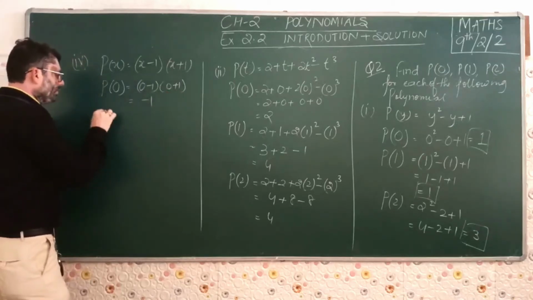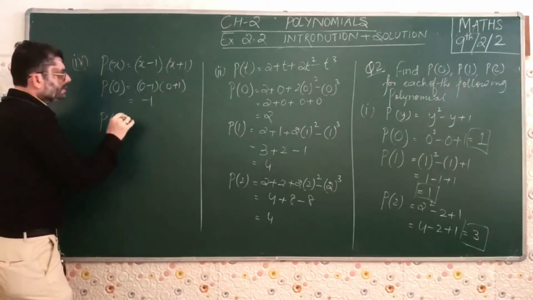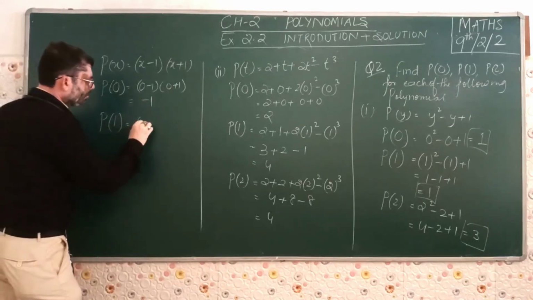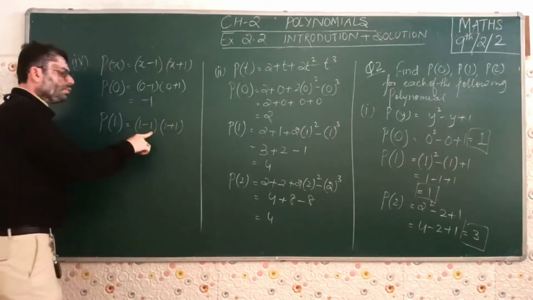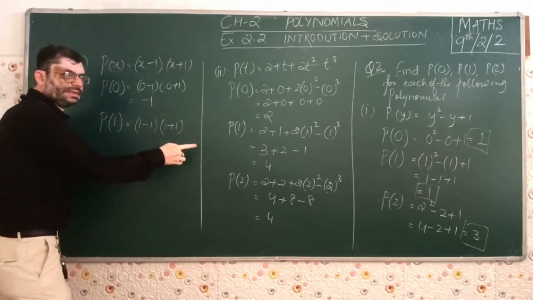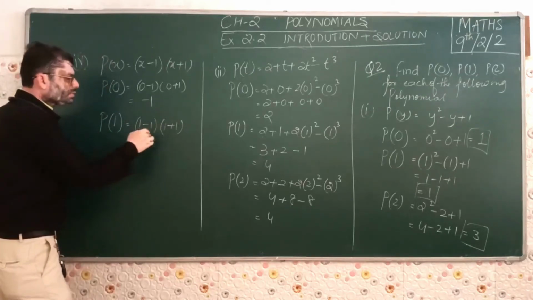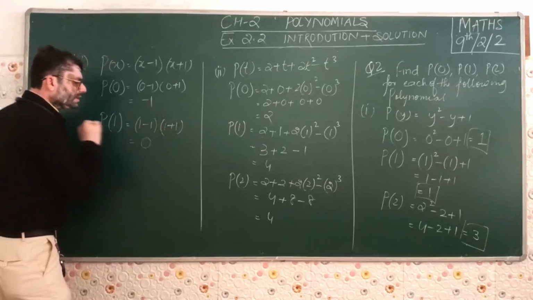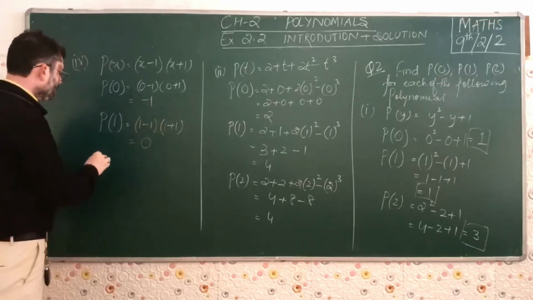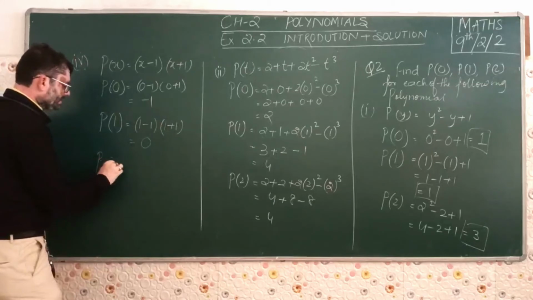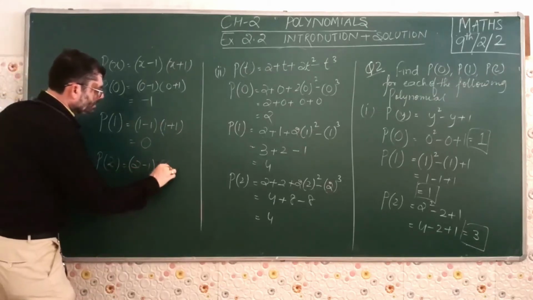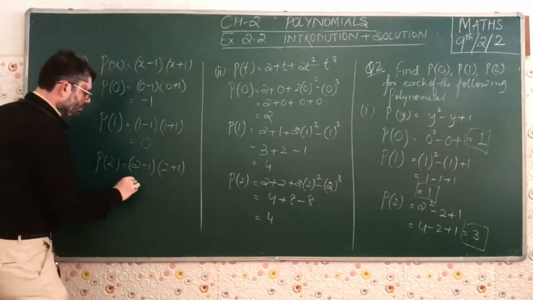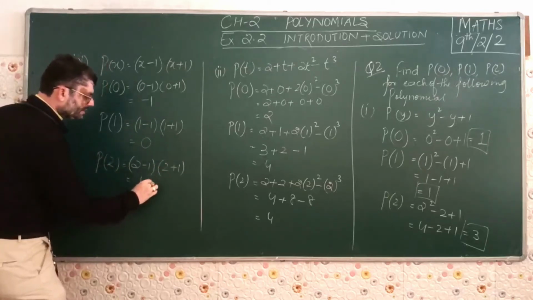Then let us move on to P of 1. In place of x, we have to put 1 minus 1 and 1 plus 1. So 1 minus 1 is 0 and 0 into anything is 0. Here 1 plus 1 is 2, so 0 into 2 is 0. Then we will be moving on to x equals 2. So this is 2 minus 1 into 2 plus 1. So 2 minus 1 is 1 and 2 plus 1 is 3.